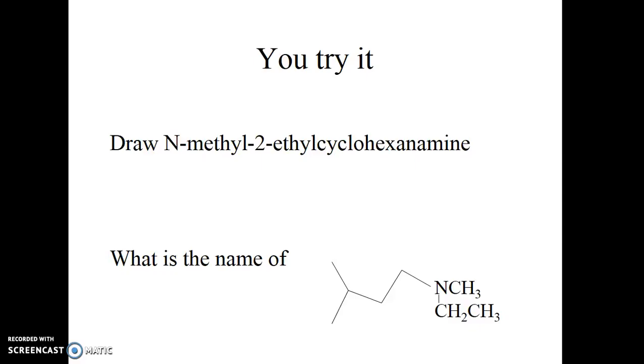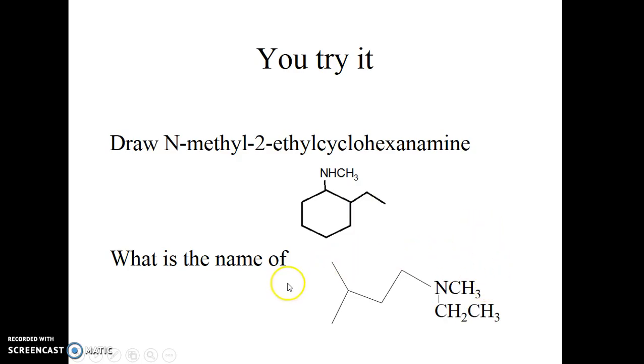Okay, go ahead and draw N-methyl 2-ethyl cyclohexanamine. Okay, the first thing that we do on this is we draw the cyclohexanamine, which gives us cyclohexane and an amine attached. There's a methyl on there, so it's N-methyl. And then on the number 2 carbon, the nitrogen must be the number 1, you have the ethyl group.